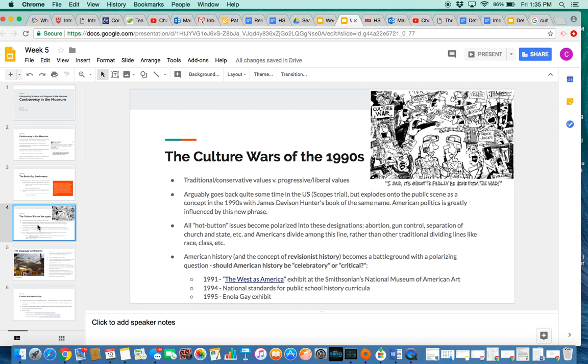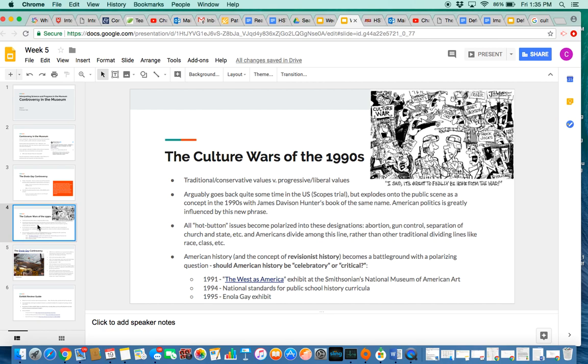And the two sides that are always represented in these debates in the public sphere are traditional or conservative values versus progressive or liberal values. And things are presented in the public sphere as if you're on one side or the other, right? There's no real nuance between these two things.